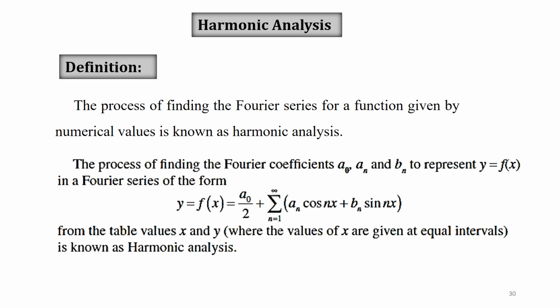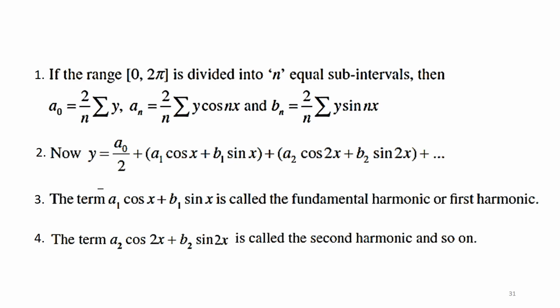The first one, a naught, is known as a value, where a1 is known as first harmonic analysis, a2 is known as second harmonic analysis, and a3 is known as third harmonic analysis. Like this it will go. So if the range is 0 comma 2 pi and it is divided into equal subintervals, then a naught is equal to 2 by n summation y. For finding a n, 2 by n summation y cos nx, and b n is 2 by n summation y sin nx.